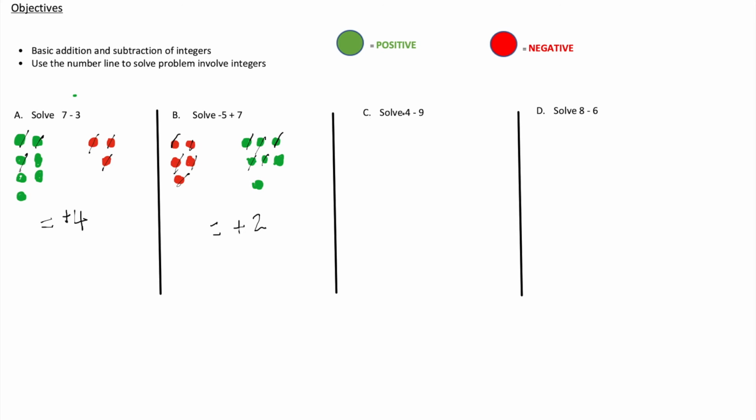Alright, so let's go to example C, which is 4 minus 9. We have 4 positive units. If we don't see an operation, the number is positive. So we're going to represent the 4 positive units. We're going to draw 4 green circles.